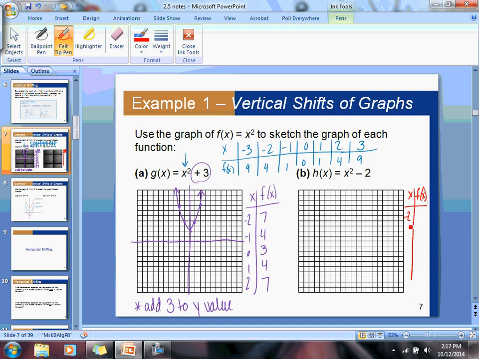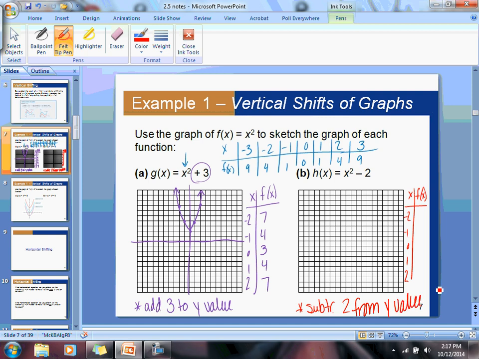And again, to save time, I'm just going to go from -2 to +2. And now this function is taking that original x squared function and it's subtracting 2. So I can move the whole graph down 2 units. So here I'm actually going to subtract 2 from my y value.